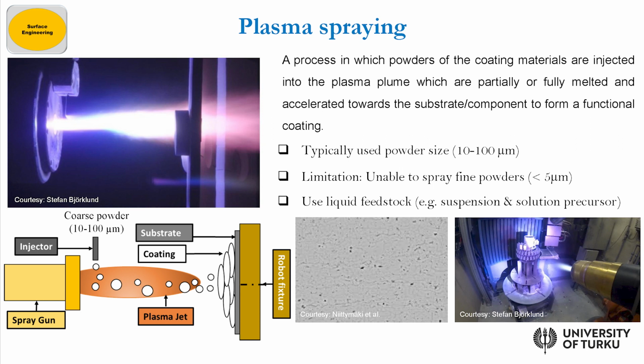We call them splats, and these pancakes are deposited on top of each other, beside each other, and this layer by layer splat deposition creates a coating. Now typical powder size that is used to do this is about 10 to 100 micrometer. This is rather coarse powder size we are talking about.